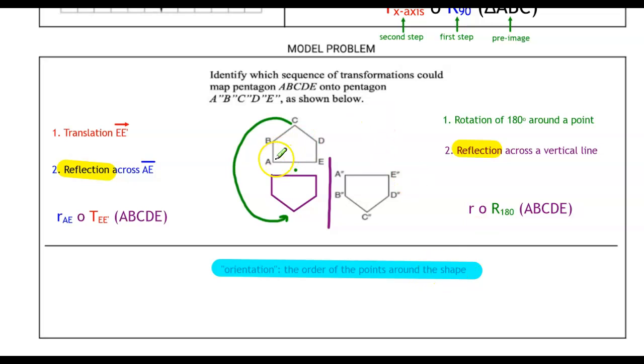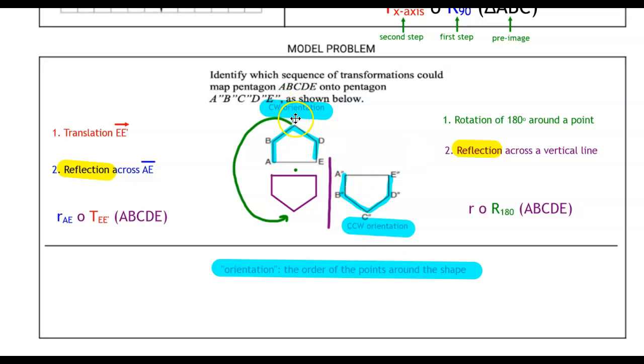You should remember that orientation is the order of the points around the shape. So for example, if I start here at A and I say I'm naming this shape ABCDE, I'm going from A to B, then from B to C, then from C to D, then from D to E. I've gone around this shape in a clockwise direction. So we say that the original shape, the pre-image, has clockwise orientation. The image, what happens after these two transformations, may not have the same type of orientation. Well, let's figure it out. I'm going from A double prime to B double prime, then to C double prime, then to D double prime, then to E double prime. This orientation is the opposite direction. We call this counterclockwise orientation.